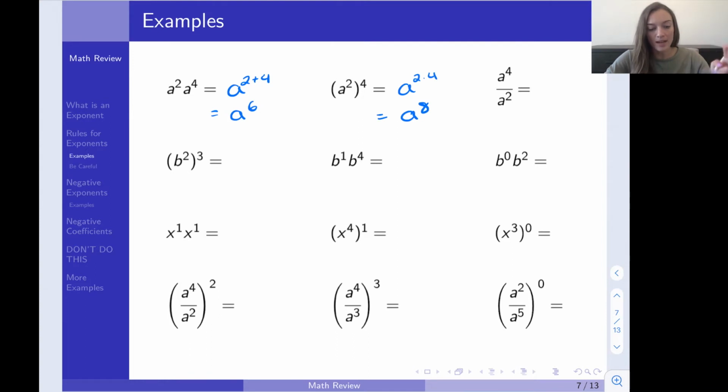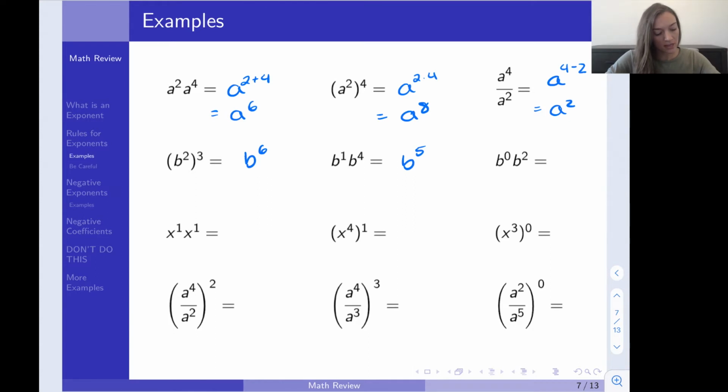Then we have a to the 4 over a to the 2. So that's a to the 4 minus 2, which is a squared. Then we have b squared, and then that whole thing cubed. So that will just be b to the 6th because we multiplied 2 and 3. b to the 1 times b to the 4th is just b to the 5th, 1 plus 4.